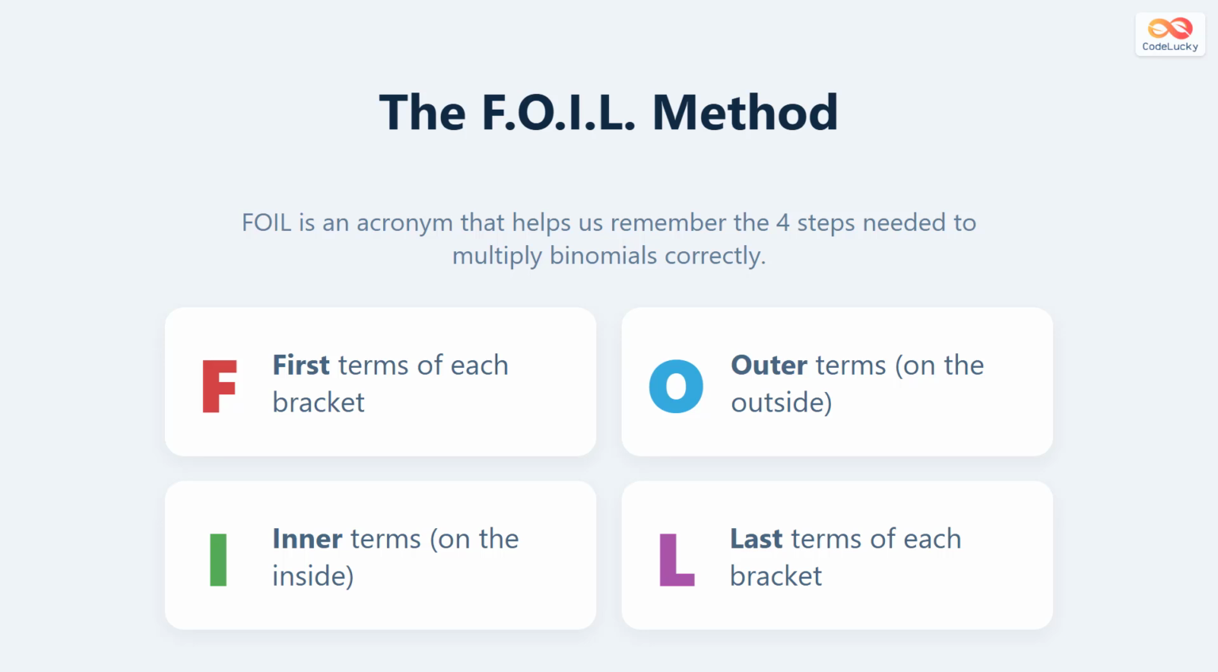To make sure we don't miss any multiplications, we use the acronym F.O.I.L. It stands for first, outer, inner, and last. This gives us a specific order to follow so we calculate everything correctly.